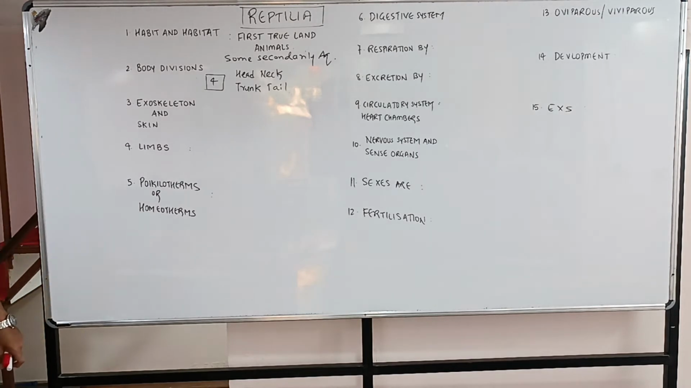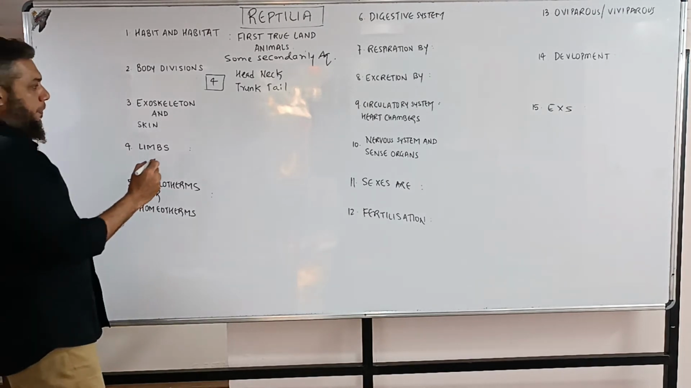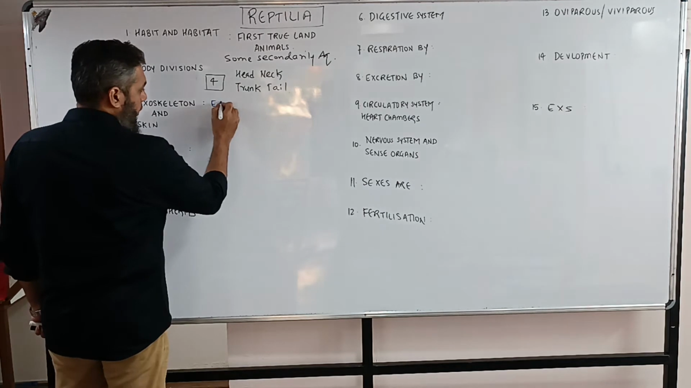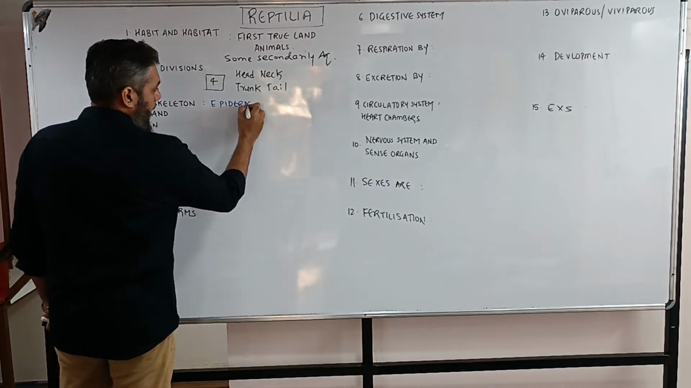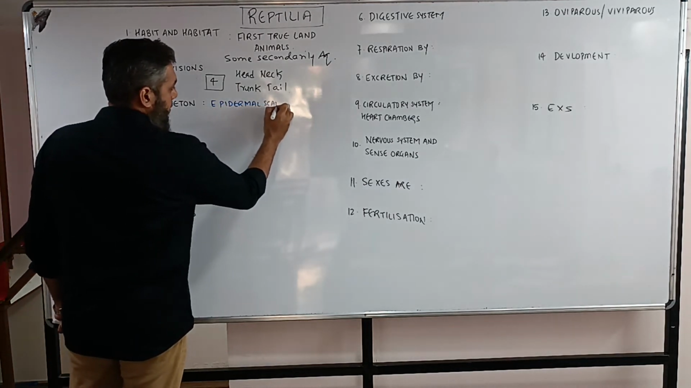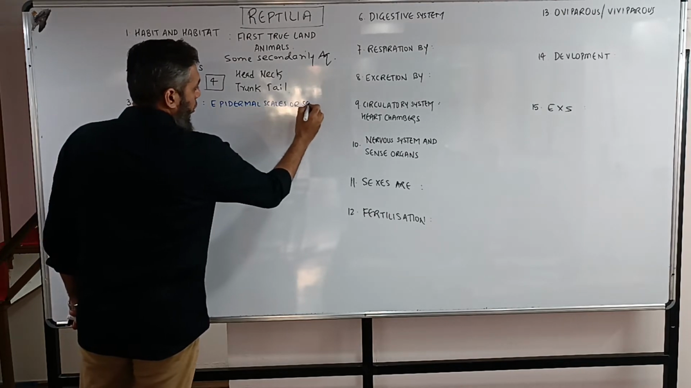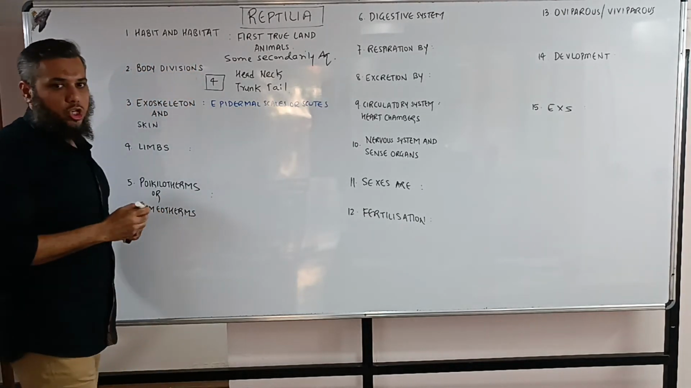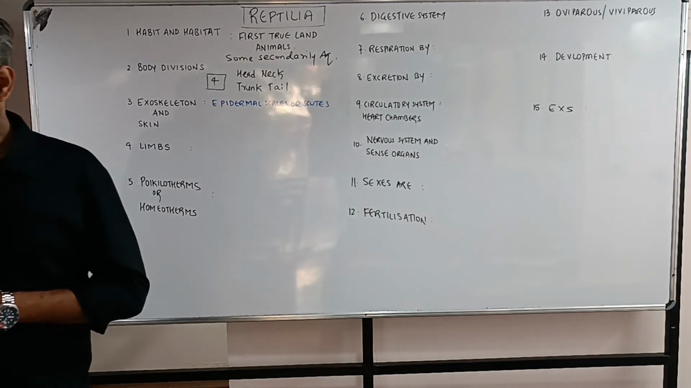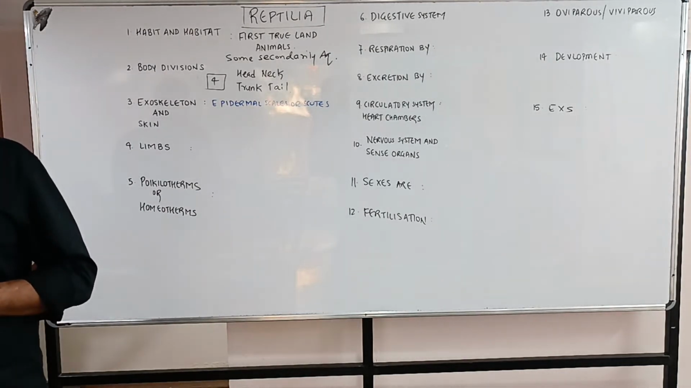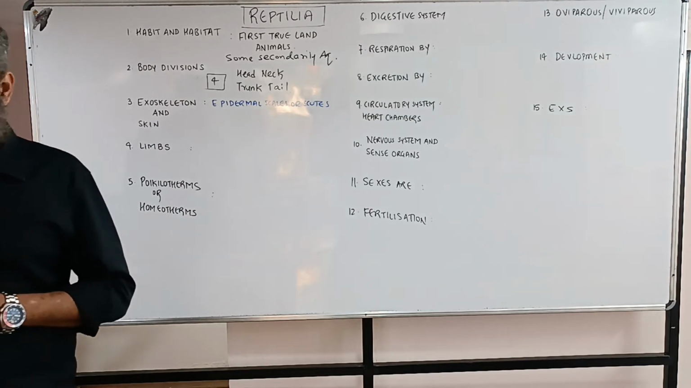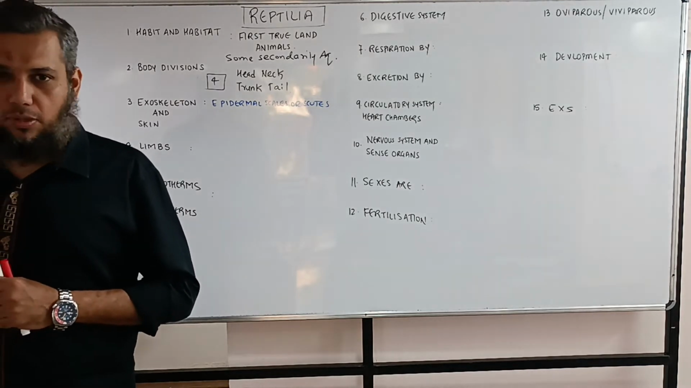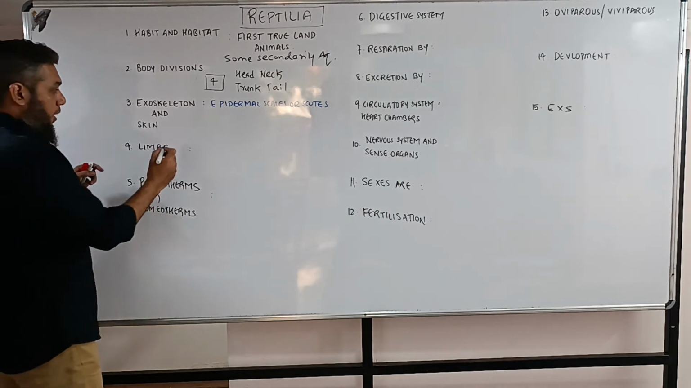What about their exoskeleton? It is in the form of epidermal scales or in the form of epidermal scutes. Okay? Have you seen a snake with scales on it? Or have you touched a crocodile? No? Yeah. It is on those scutes.